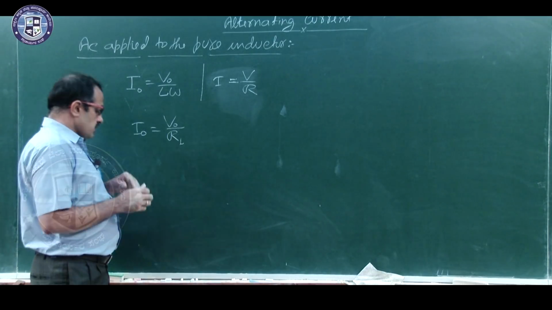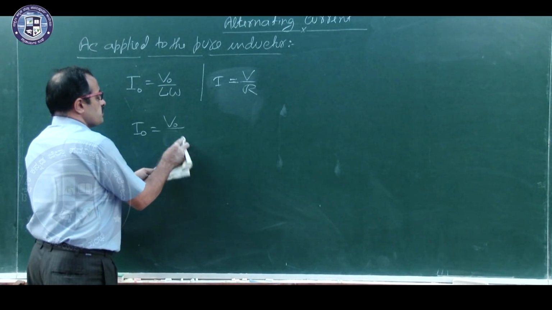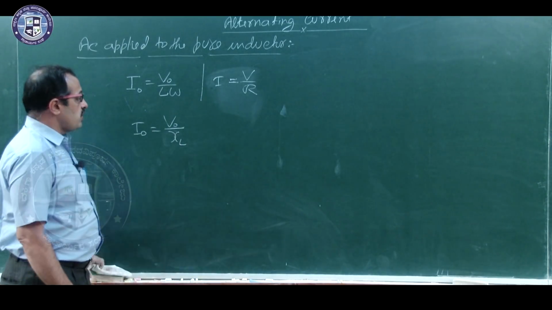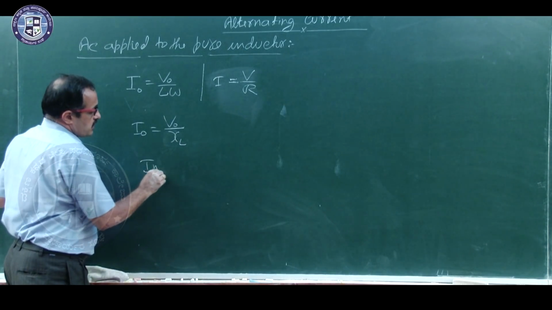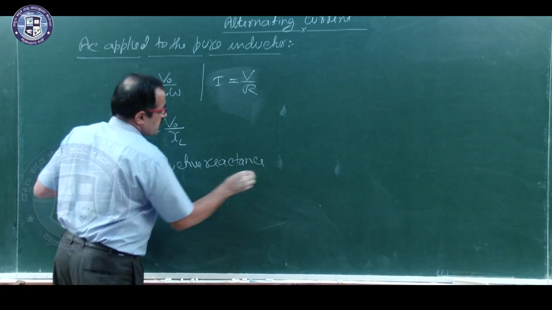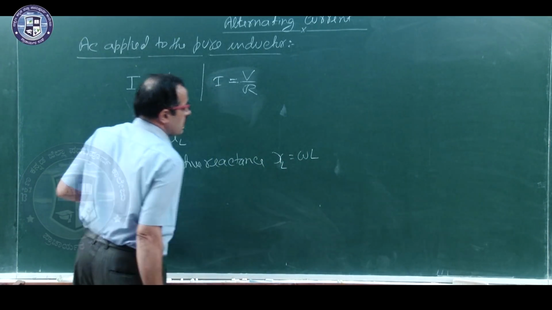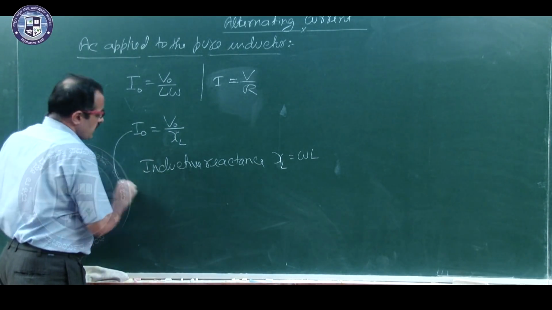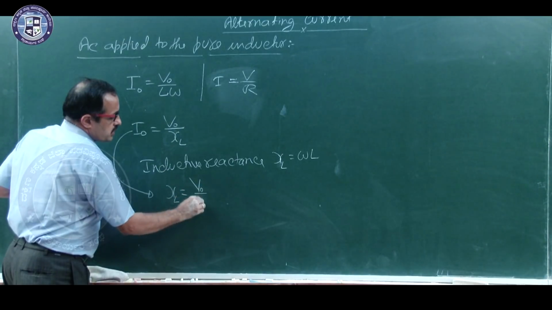It is known as what? Reactance. And what is the symbol for reactance? Symbol for reactance is X. Therefore, it is written as XL. Reactance of the inductor or inductive reactance. So, by comparison, inductive reactance. Just by comparison, X suffix L is equal to omega L or L omega, anything. Now, rewrite this equation. Inductive reactance XL is equal to V naught by I naught.